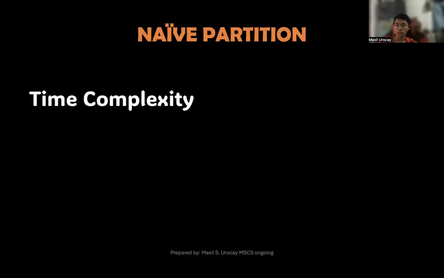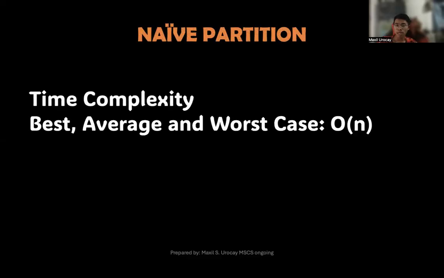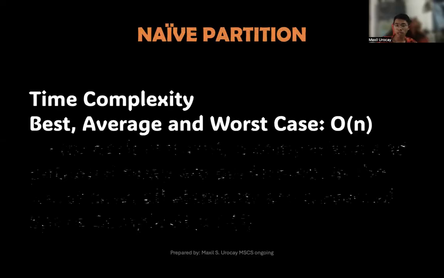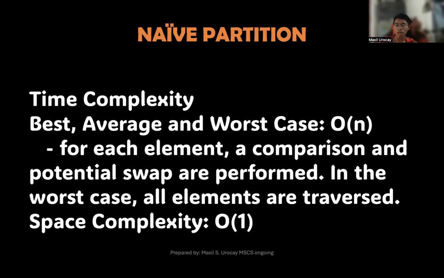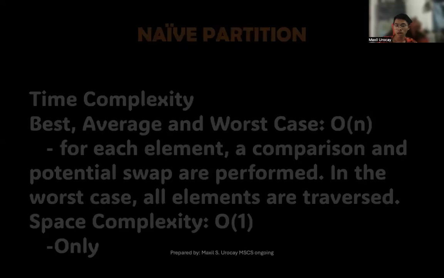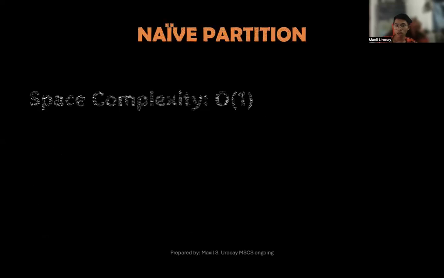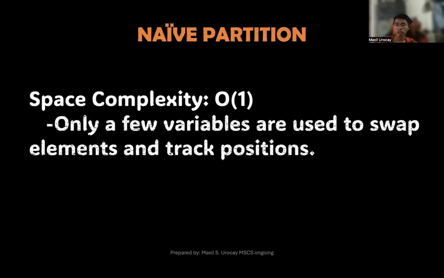So for the time complexity of naive partition, the best, average, and worst cases will be linear time, since for each element, a comparison and potential swap are performed. In the worst case, all elements are traversed. The space complexity for that one is O(1), because only a few variables are used to swap elements and track position.